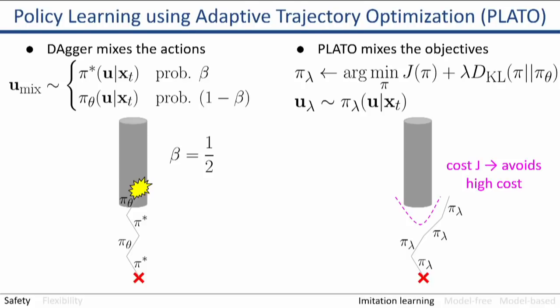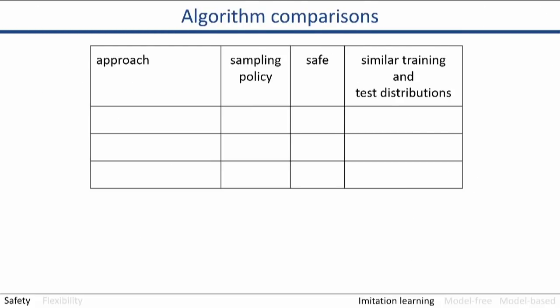Okay, so a quick overview: first we had supervised learning. The sampling policy was pi star. This is safe by definition, assuming you have a good pi star. Pi star should be safe. But the issue is that the training and test distributions are not similar.